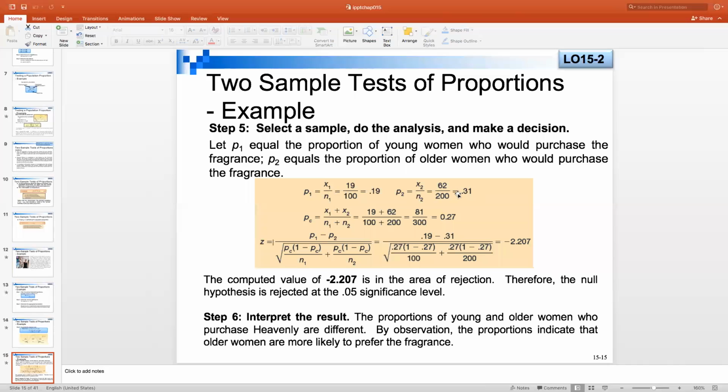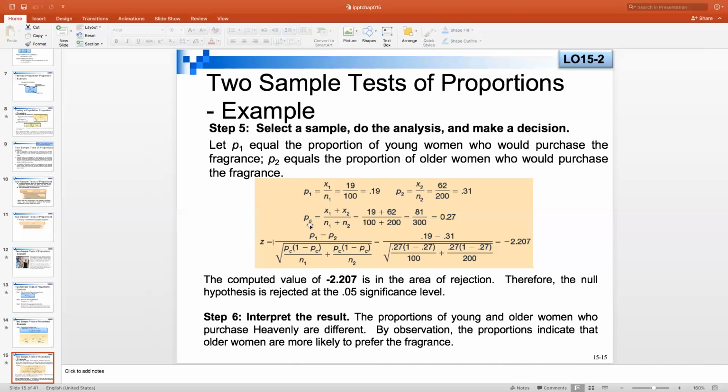So on the surface, we could stop there and say, well, let's market to older women, right? But the reason you're learning stats is to get a deeper analysis of this difference. You're not only interested in 31% compared to 19. No, you want to know if they are statistically the same or statistically different. Because if they are statistically the same, then you shouldn't target older women.